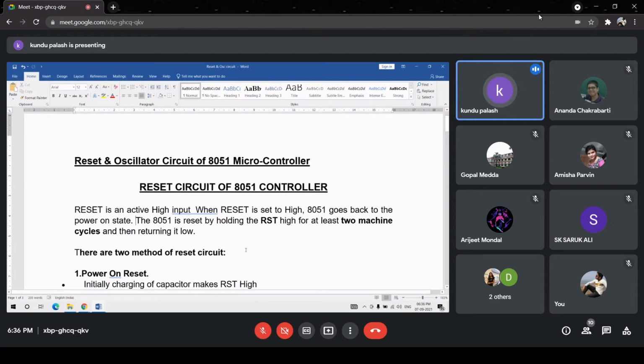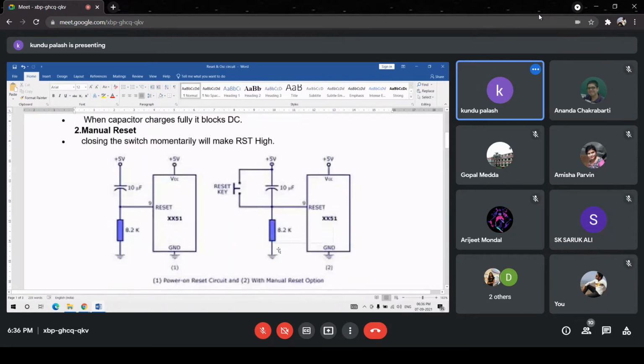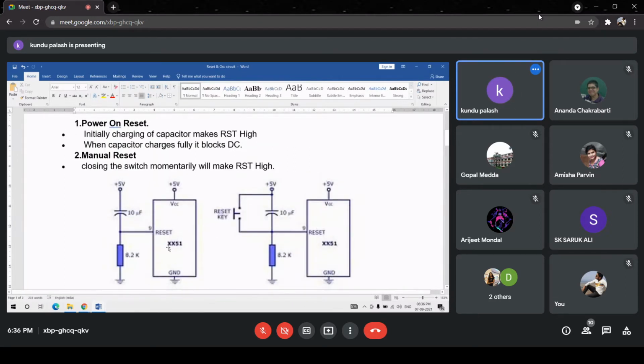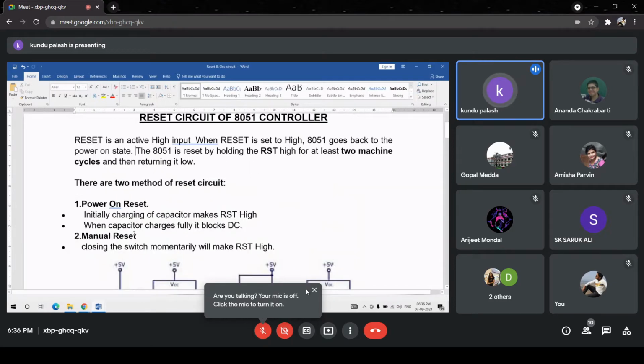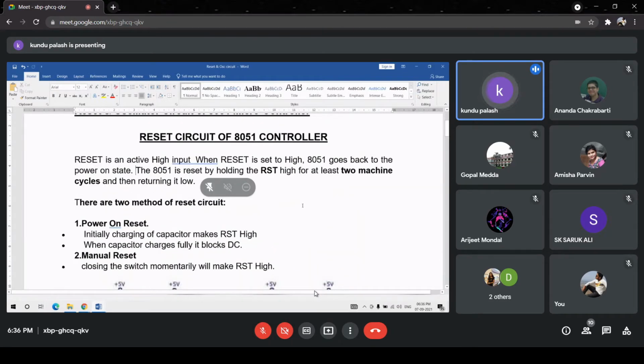Anyway, the reset is active high, that is active high logic. At pin number 9 of the 8051, the logic level will go high, so resetting will occur.